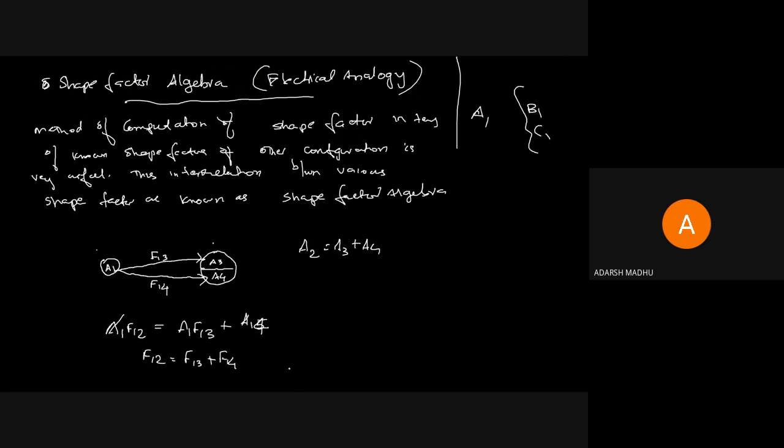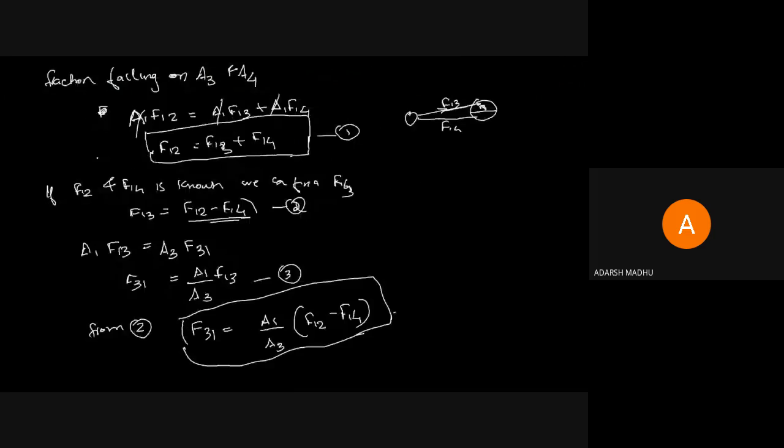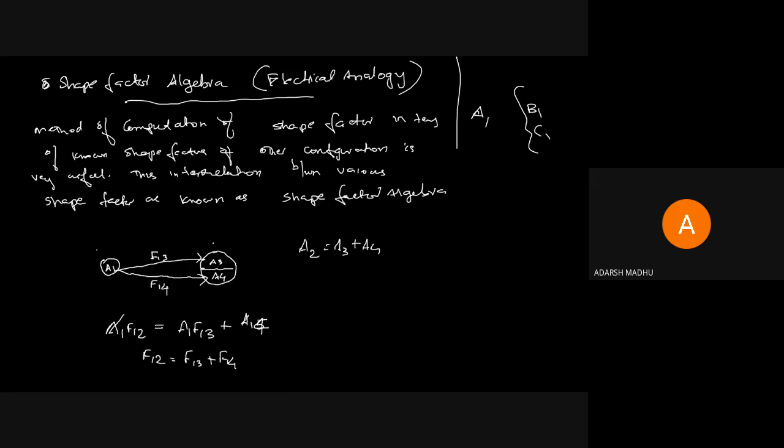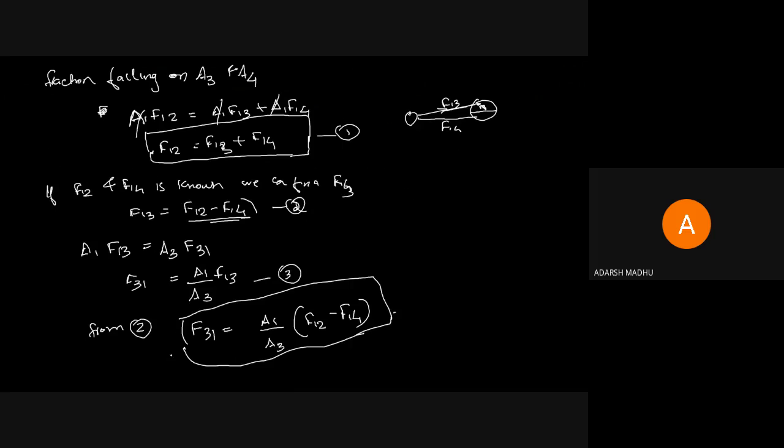Similarly, if F12 and F14 are known, we can find F13, like F13 equal to F12 minus F14. F12 equals F13 plus F14, so F13 equals F12 minus F14. Mark the equation as 1.